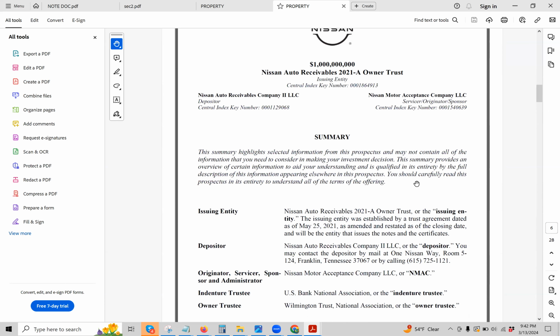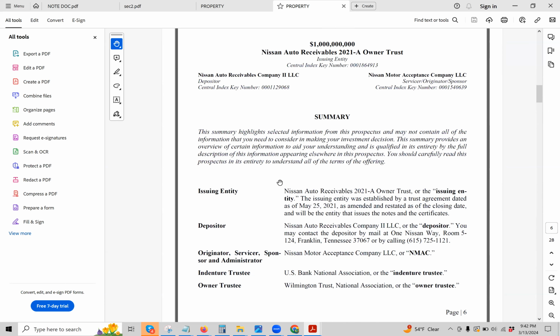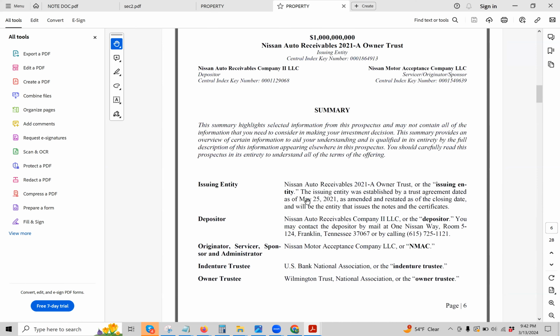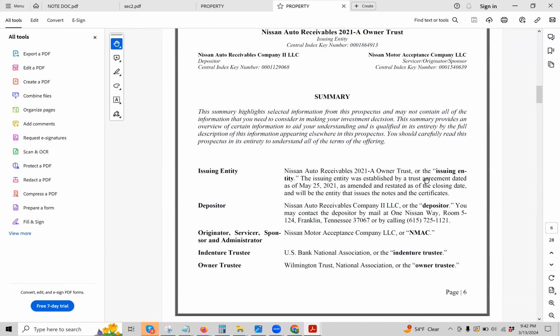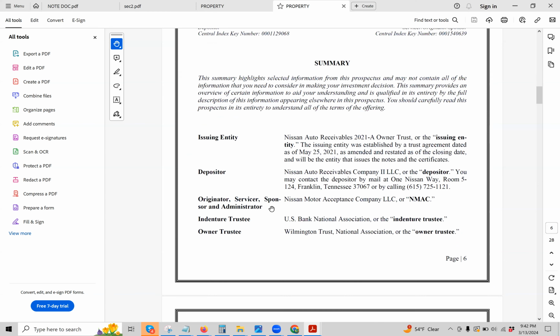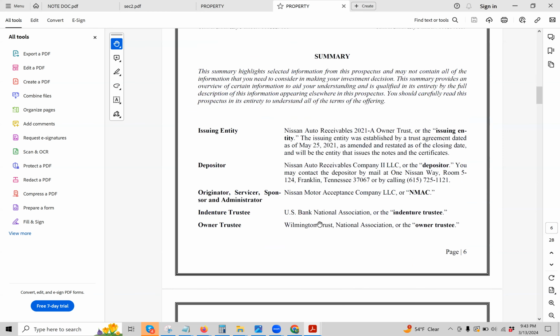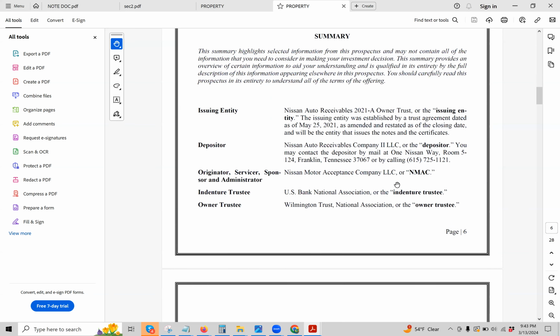Now, this page is showing you the issuing entity. We're moving to that. When we were showing some of the graphs, there were the depositor, the originator, servicer, sponsor, and administrator, the indenture trustee, and the owner trustee, okay?